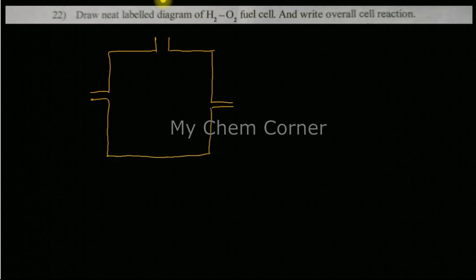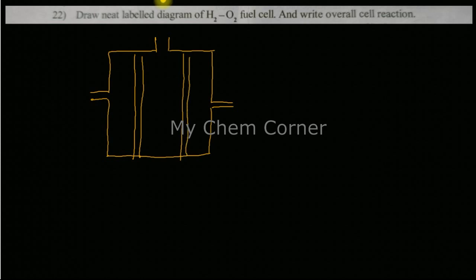Now, next question is question number 22. Here it says draw a neat labelled diagram of H2O2 fuel cell and write overall cell reaction. Again 2 marks, 1 mark for a neat labelled diagram and 1 mark for the overall cell reaction. So here if you're drawing this, you have to draw your diagram. I'm just drawing a very rough diagram over here, so it may not really come properly. So here I have my fuel cell. Alright, that's my anode here and the cathode over here. Alright, so this is the diagram.